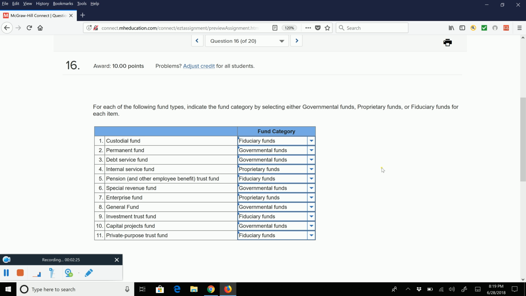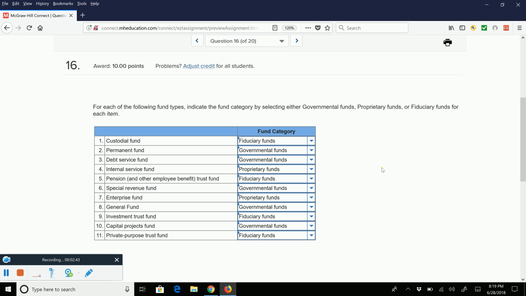And then lastly, a permanent fund, basically where we have contributions and the donor expects that the donation never be spent, but effectively be permanently invested and the investment earnings used for a particular purpose. Those are the governmental funds.